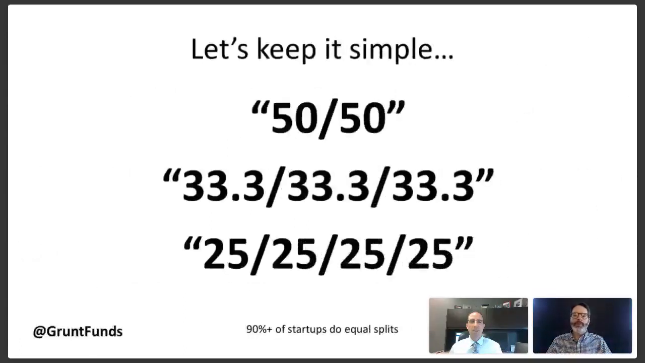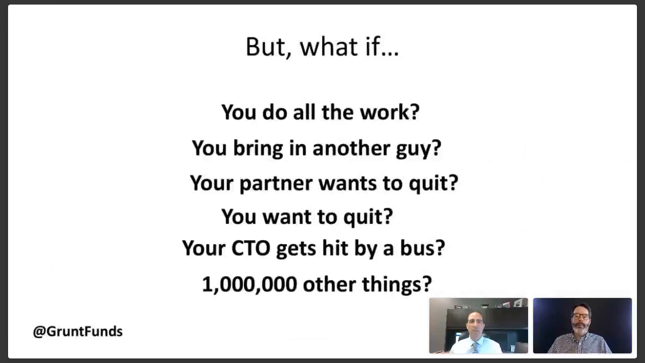Usually people say, screw it, we'll just keep it simple, we'll go 50-50 because we can't figure it out. We'll go a third, a third, a third. Most startups do equal splits, so they divide 100% by the number of people they have, and that's their equity split. And the problem is, what happens if you do all the work? So we're 50-50 and you do all the work. I own half your company, which is very common.